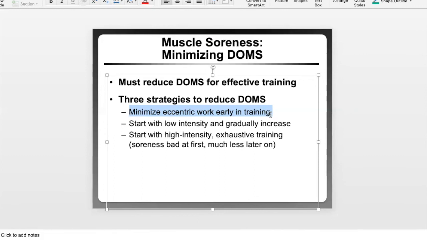So we start with very low weight. We start with progression, gradually increasing over the course of like 1, 2, 3, 4 weeks. And then what we do is build into their workout the ability to handle eccentric muscle contraction. I also educate them as well.